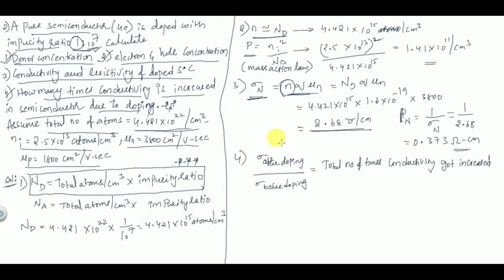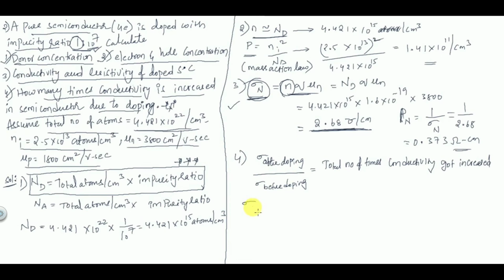Because after doping, the semiconductor is becoming an n-type semiconductor, and in an n-type semiconductor the conductivity is due to electrons, which is given by sigma n. We got it from the third problem, in the above problem, as 2.68. Right, so we have to find the conductivity before doping. Before doping, any extrinsic semiconductor is an intrinsic semiconductor. Very simple. Because only after the process of doping does the semiconductor become an extrinsic semiconductor.